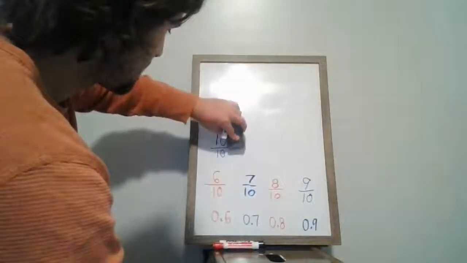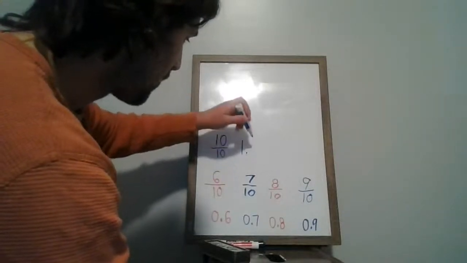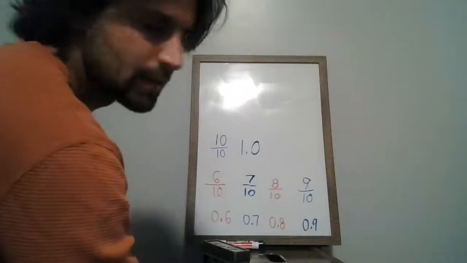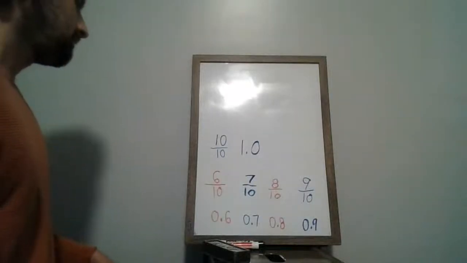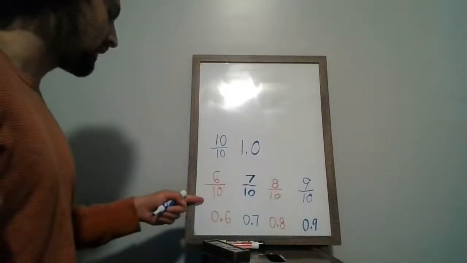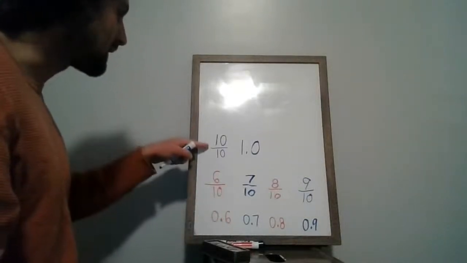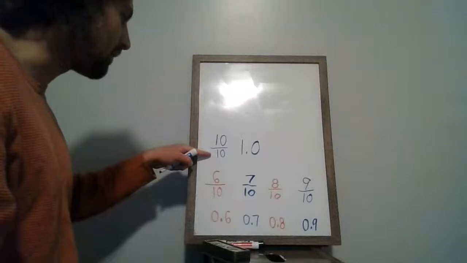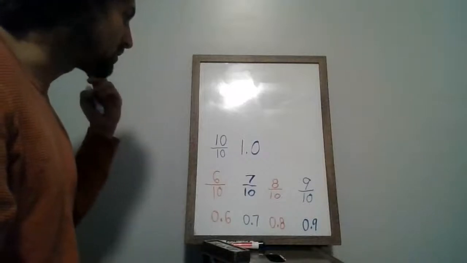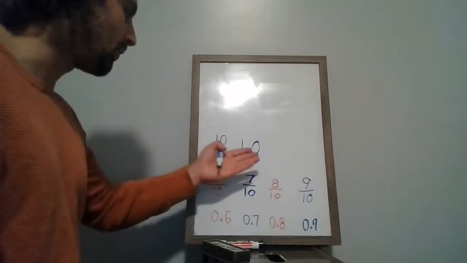So to write 10/10 as a decimal, you would write 1.0. So for each of these, 1/10, 2/10, 3/10, you just write a 0, you write a decimal point, and then you write the number next to the decimal point. But when you get to 10 out of 10, anytime the numerator and denominator are the same, it's equal to 1 whole. So this is how you would write 1 whole as a decimal, 1.0.